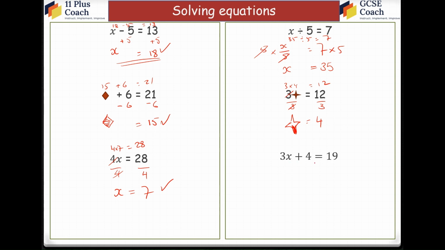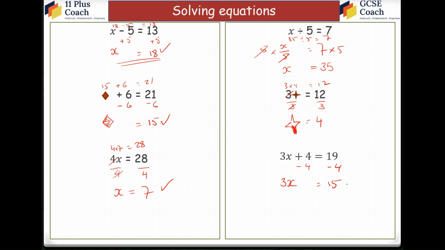Just like before, to get rid of the 4, I'll do minus 4 because this is a plus 4. If it was a minus 4 in the question, I would have done plus 4 to get rid of it. You always do the opposite, the inverse. I minus 4 from the left, so I must minus 4 from the right. So now I need to tidy up. On the left side, I had 3x. I haven't done anything to the 3 yet, so that still stays. Plus 4, and I did a minus 4, they cancel each other out. 4 take away 4 is 0. On the other side, I've got 19 take away 4, which is 15.